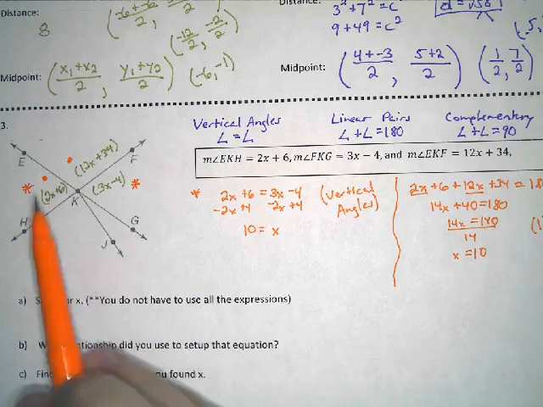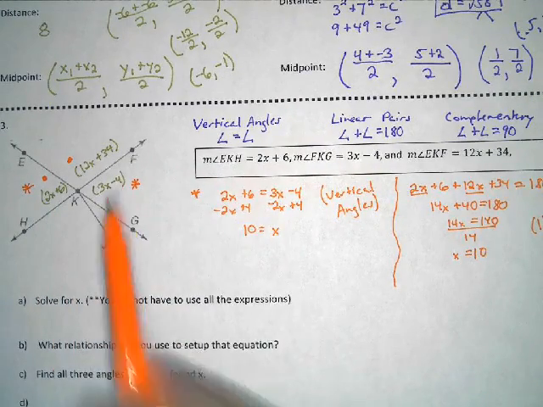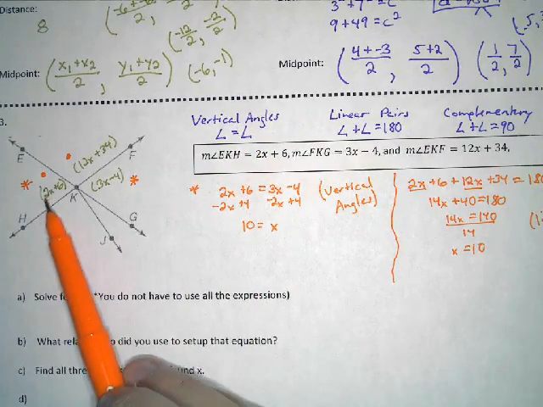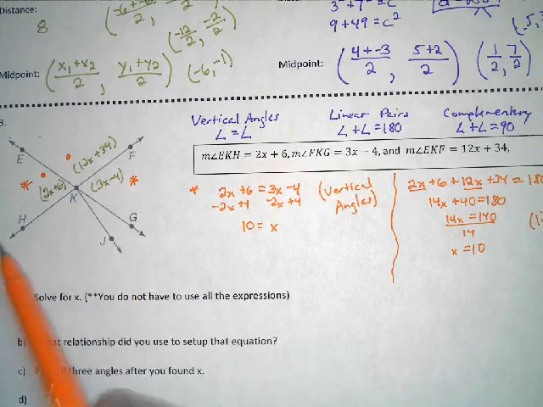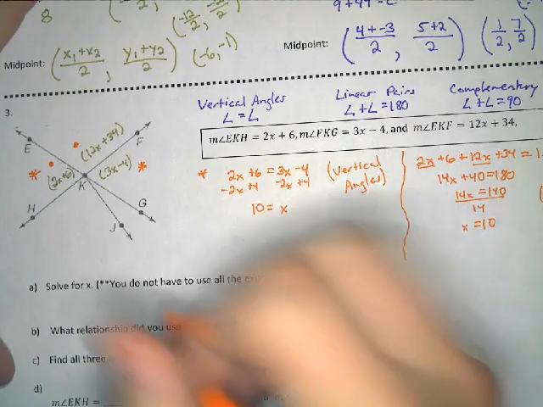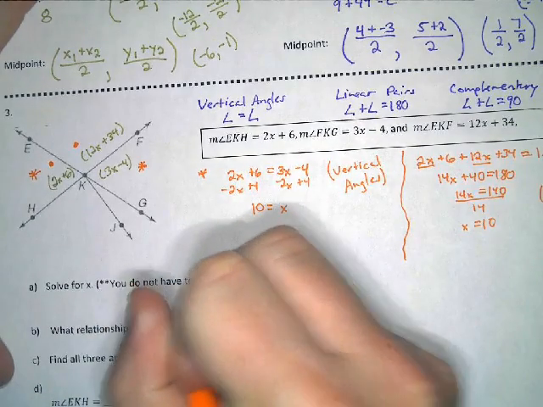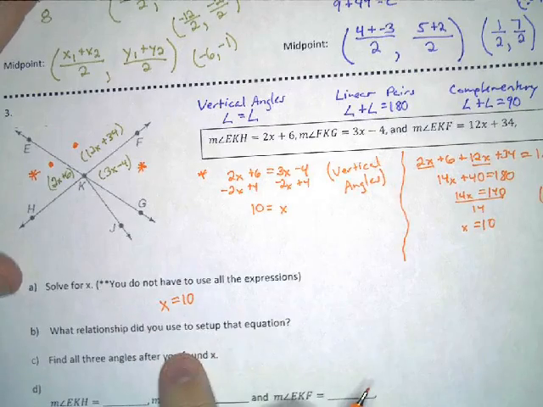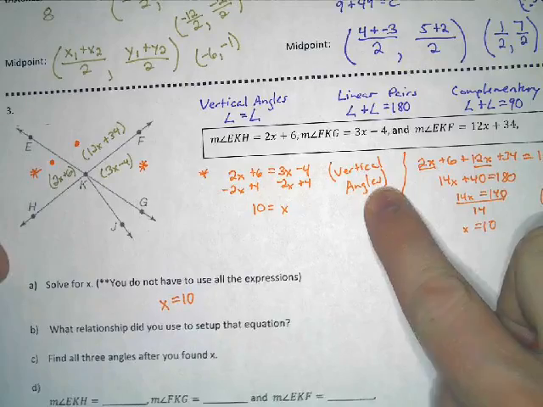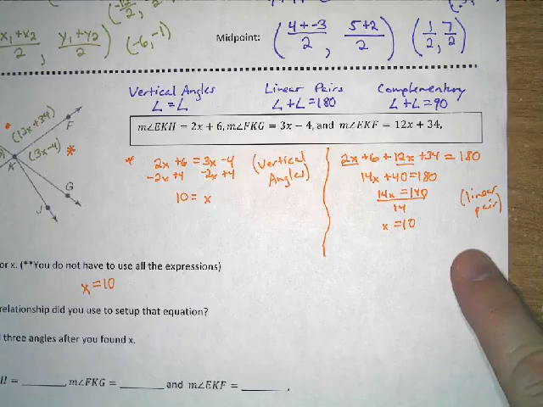Okay? These angles are vertical angles, so we're going to set them equal to each other. Or you could add these up and set them equal to 180 because they're a linear pair. It doesn't matter which way you get x. Both work. So, x equals 10. What relationship did you use to set up that equation? Well, on the left one we use vertical angles, while on the right one we use linear pairs.